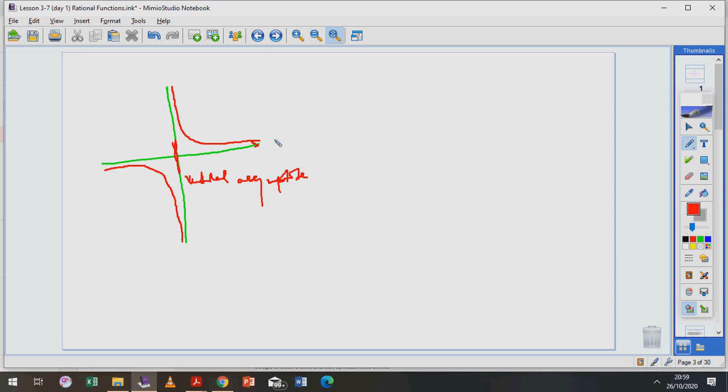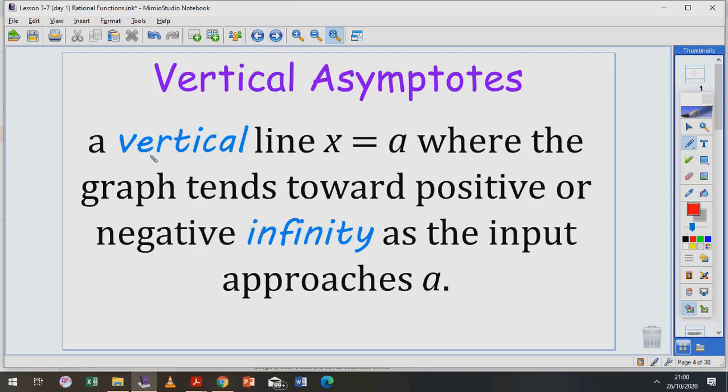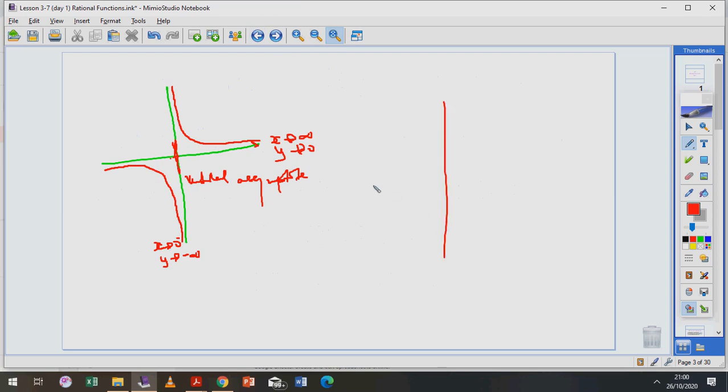So the nature of this is that as x tends to positive infinity, you can see that the y value is getting closer and closer to 0. And as x tends to 0 from the left, the y value is getting closer and closer to negative infinity. So this is called a vertical asymptote. It's a vertical line, x equals a, so a can be any value really.